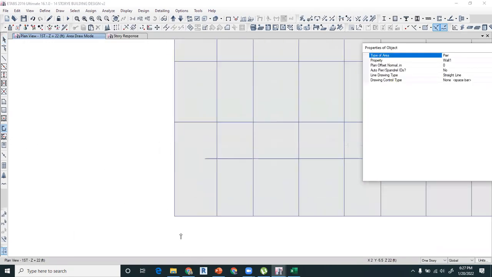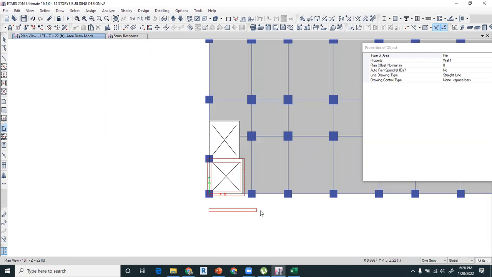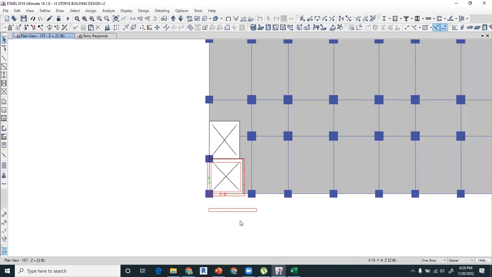So the X direction, as you can see, is this one. This is the X direction. So we have to provide the shear wall parallel to the direction of that axis. So we have to provide the shear walls in this X direction in order to control the drift in the X direction.